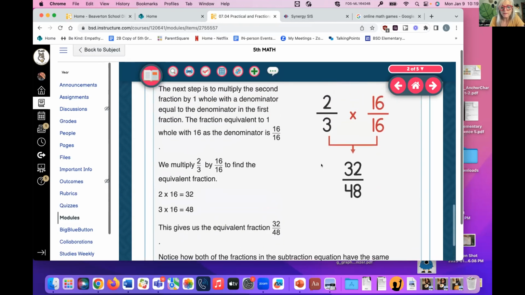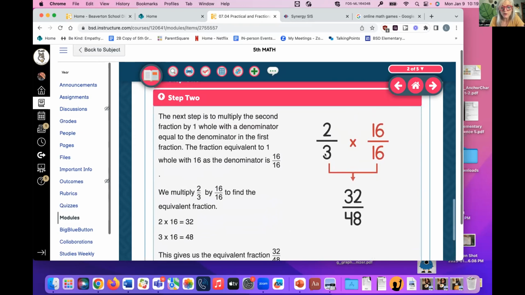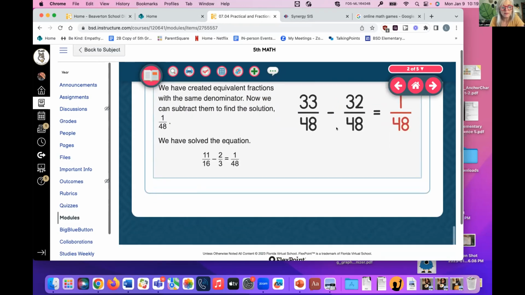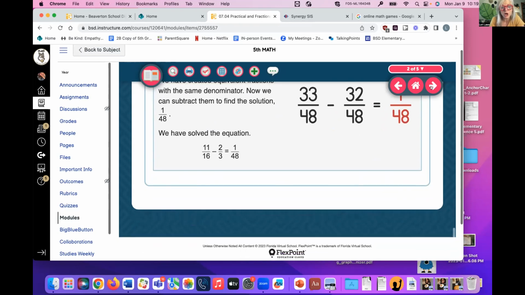So being careful that this time the thirds, I had to times 16. 2 times 16 is 32. 3 times 16 is 48. Now I have both numbers at 48ths, which is a weird thing. 33 minus 32 leaves 1/48. So that was kind of a hard one.